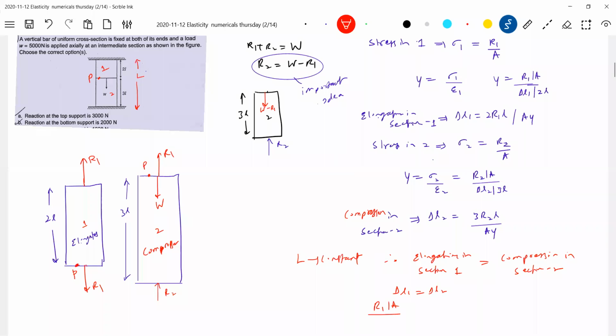R1 by A. What is the formula? 2R1L by AY is equal to 3R2L by AY. Then with this, 2R1 equals 3R2. This is equation 2. Equation 1 is this one. Solving 1 and 2, because R1 and R2 are unknown and W is known, we'll get the required answers.